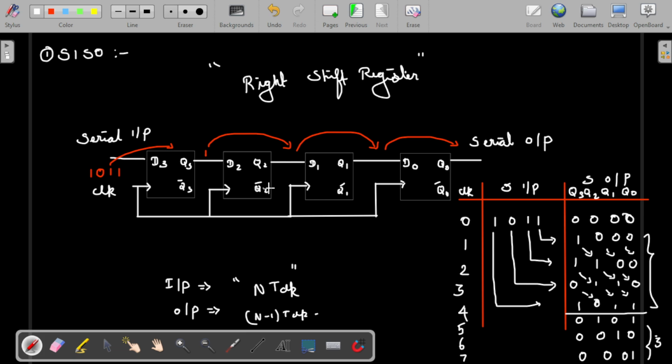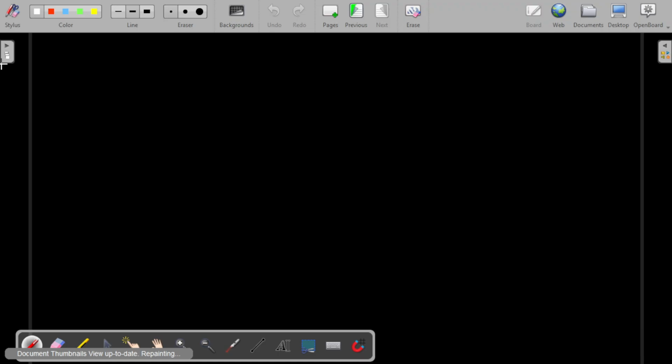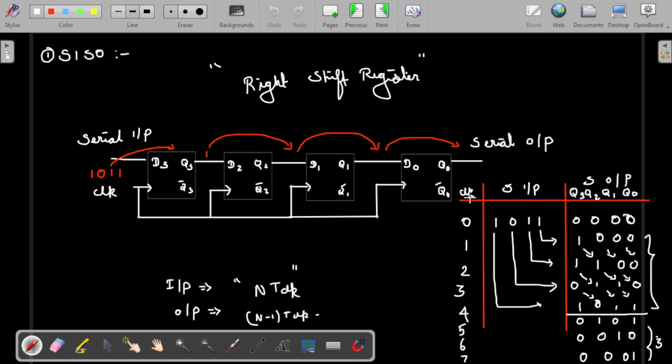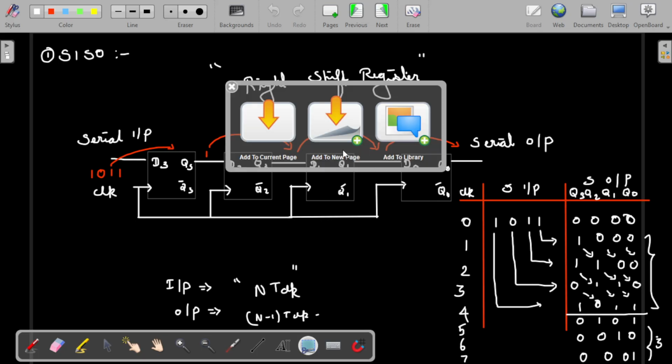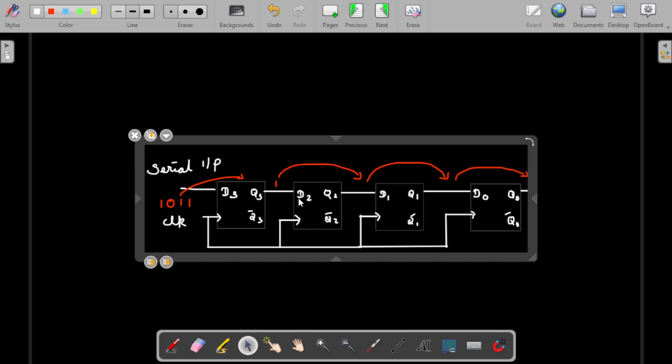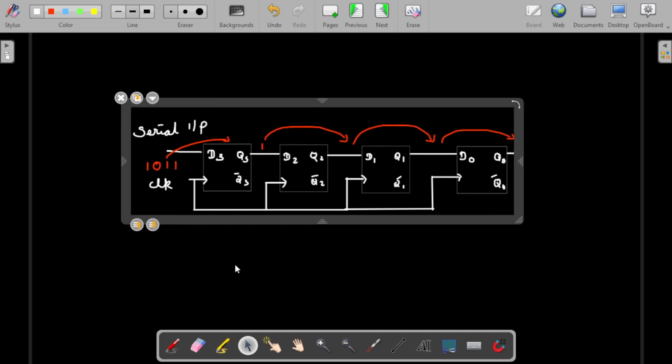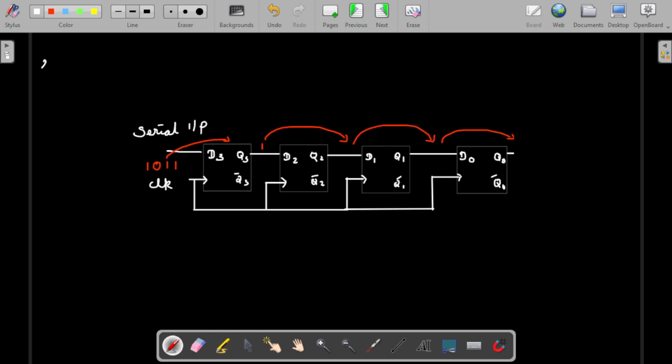Now let's see the next application, that is SIPO. Similar to what we did previously, but here the outputs will be taken in parallel. Let me duplicate this diagram here for your understanding. Let me take it up to this, and let's take this as the second one.